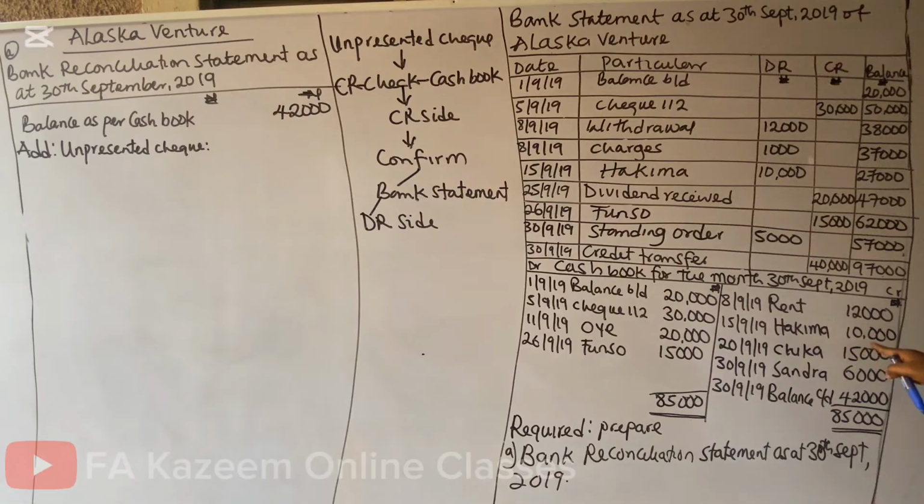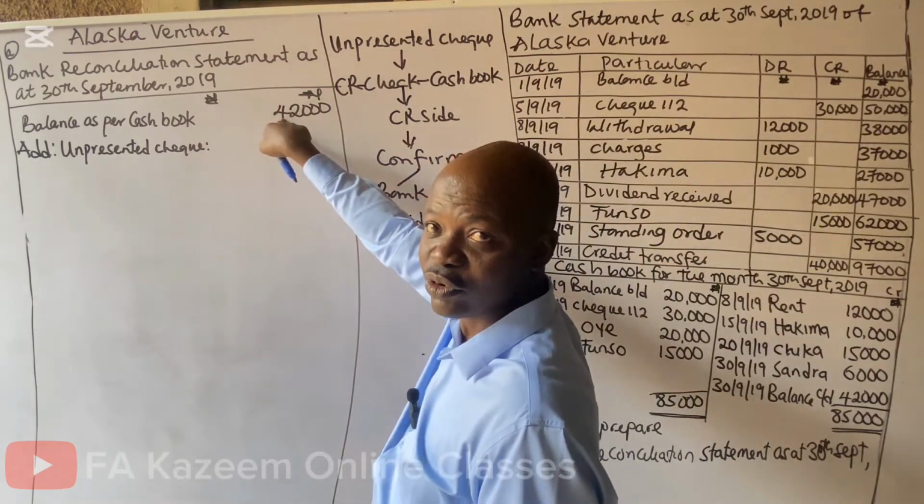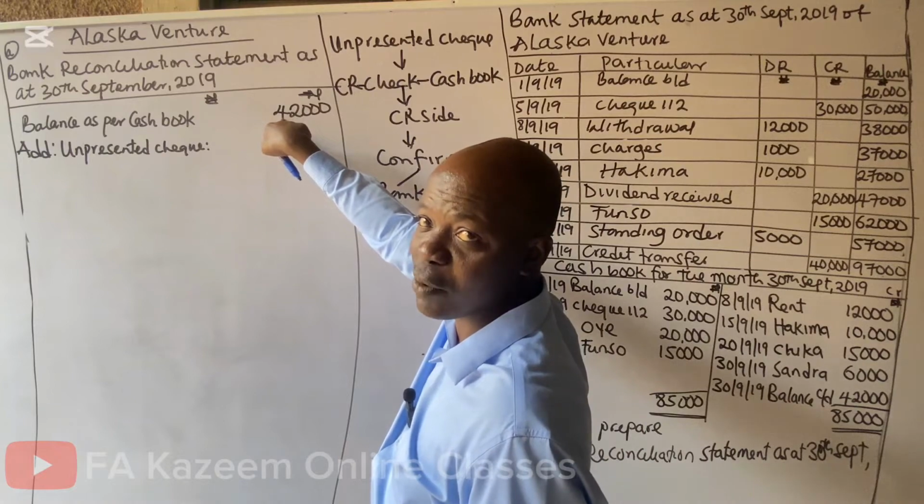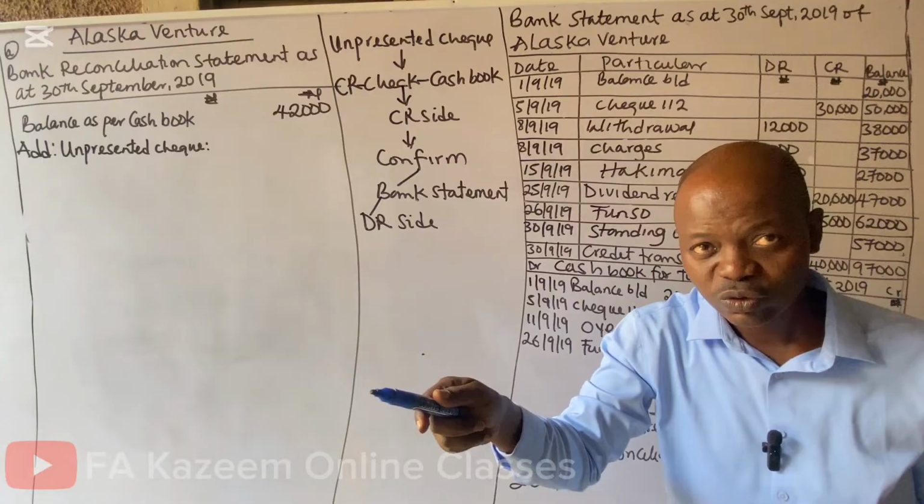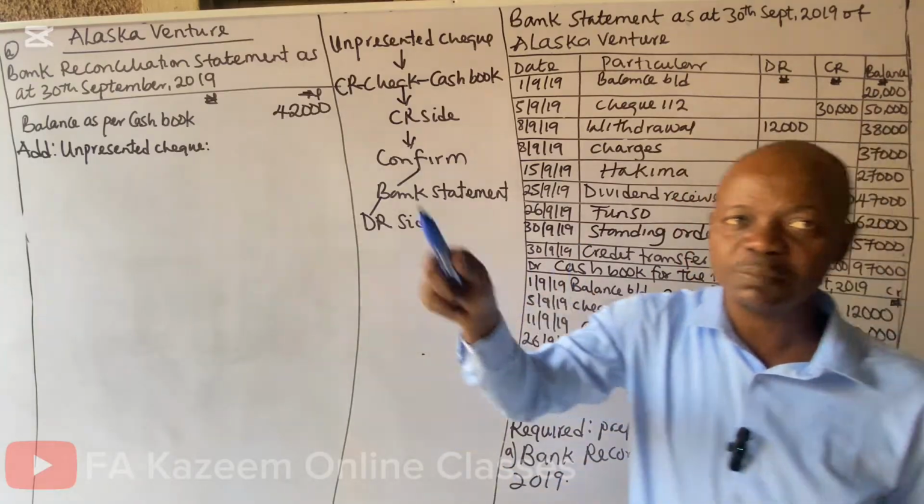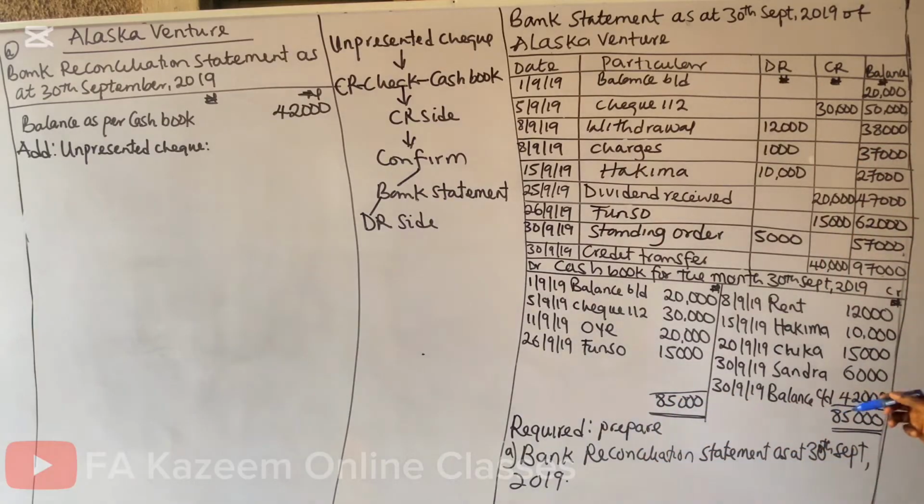If it has been deducted in the cash book, it will make the cash book balance to be reduced. For us to get the correct cash book balance, we add back all the checks that have been sent out, but such checks have not been presented for payment. If there's no payment, add them back. Let's check one after the other.